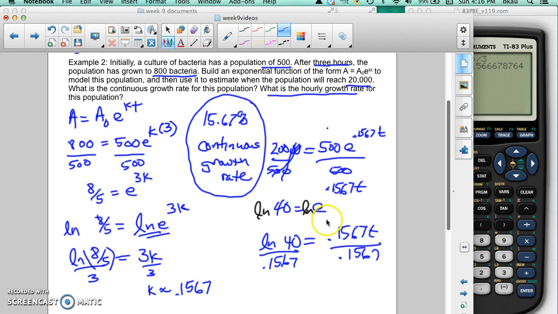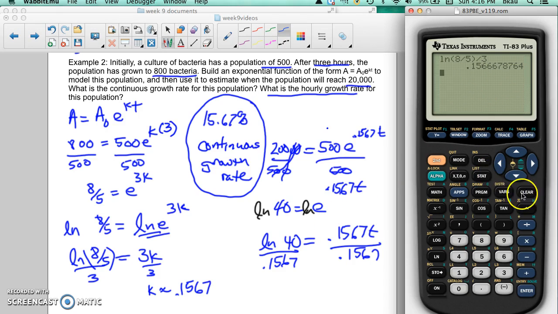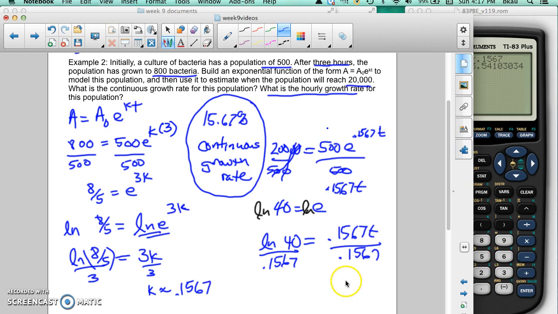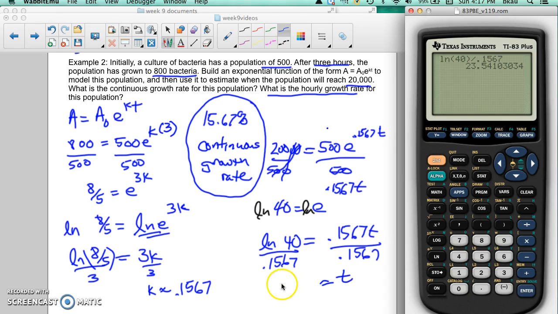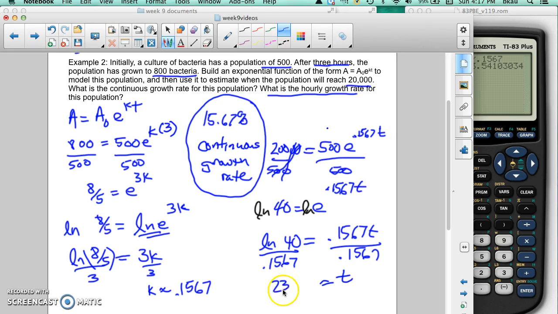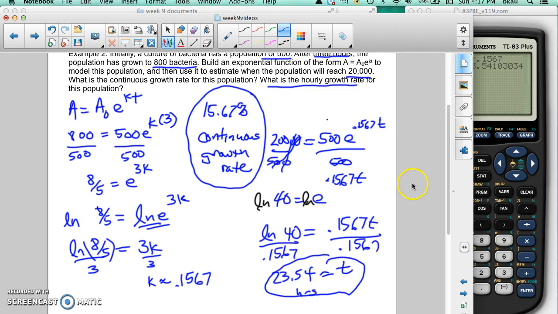All right, so let's figure out what that is using our calculator. And then we're just going to verify it, make sure we have the right answer here. So ln 40 divided by 0.1567. So we get t equals 23.54, and this is in hours, so a little less than a day to get to the amount of 20,000.